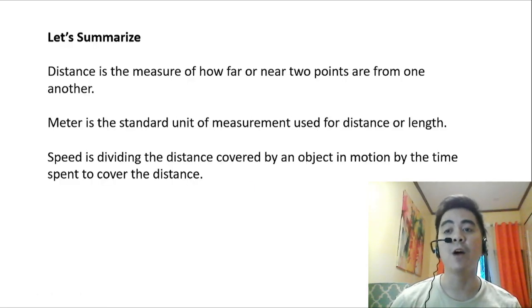Now we learned that distance is the measure of how far or near two objects are from one another. We use the standard unit of measurement, meter, in measuring distance and length. And speed is the distance covered by an object in motion divided by the time spent to cover the distance.